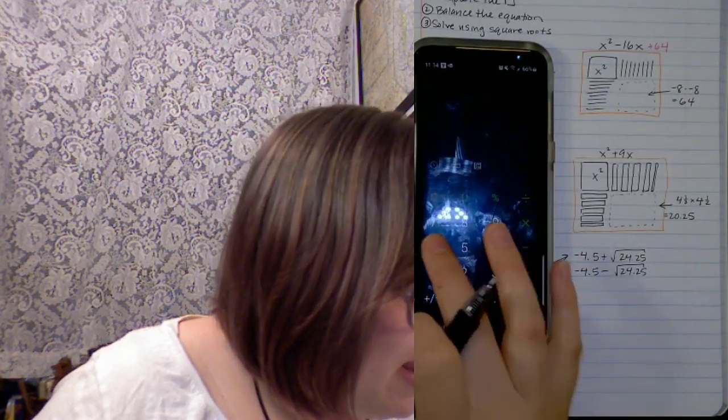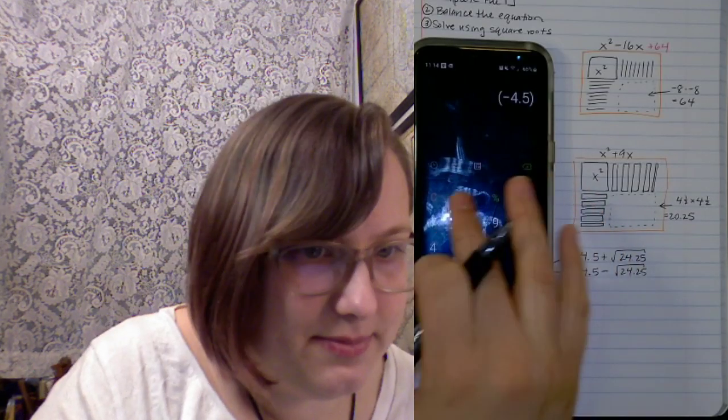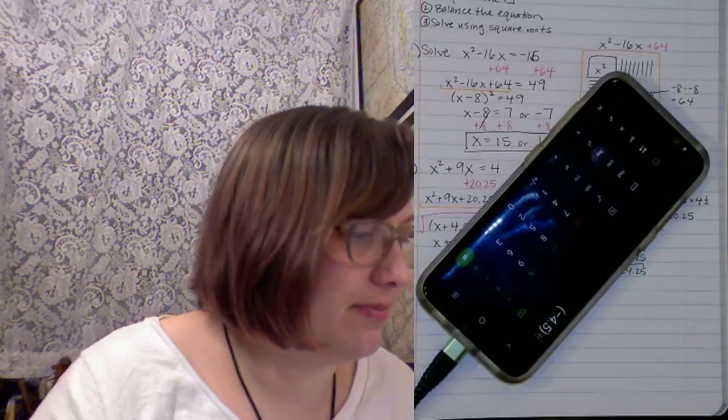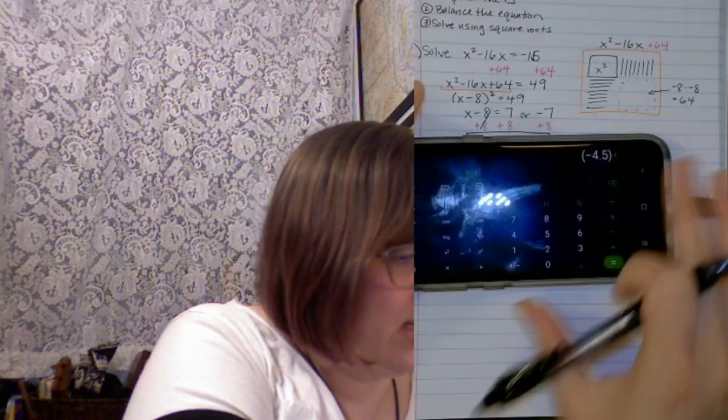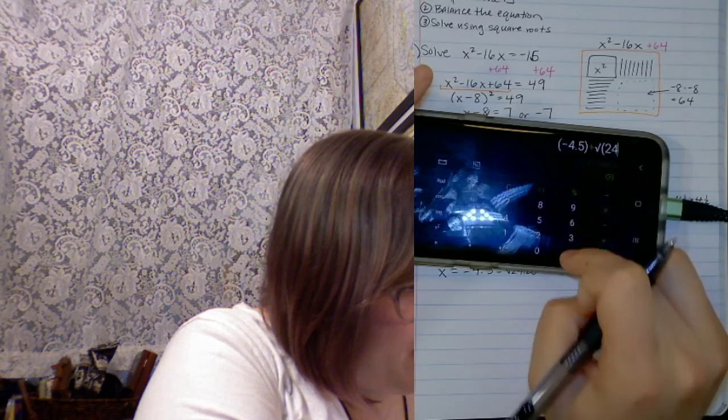So I'm going to use my calculator. I have to do 4.5 and then press the negative button. I think iPhone's the same. Plus, I have to rotate it. Fine. Square root of 24.25.